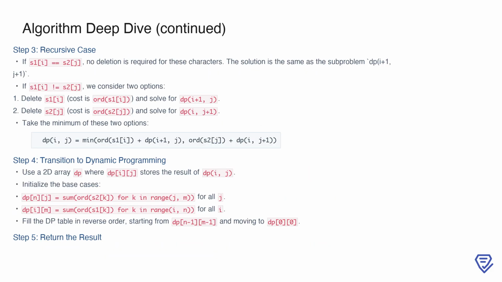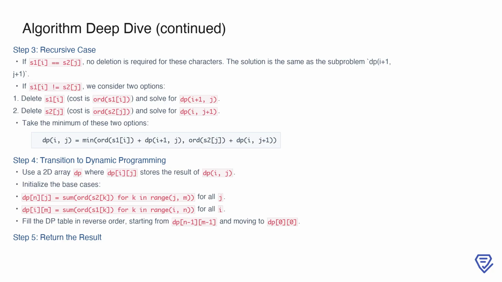If the characters at the current indices i and j in s1 and s2 are equal, there's no need for deletion, and we simply move to the next pair of characters by computing dp[i+1][j+1]. However, if the characters differ, we consider two possible actions. First, we could delete the character s1[i], incurring a cost equal to its ASCII value, ord(s1[i]), and solve for the subproblem dp[i+1][j]. Alternatively, we could delete the character s2[j], with a cost of ord(s2[j]), and solve for dp[i][j+1]. The optimal solution at dp[i][j] is the minimum of these two options.